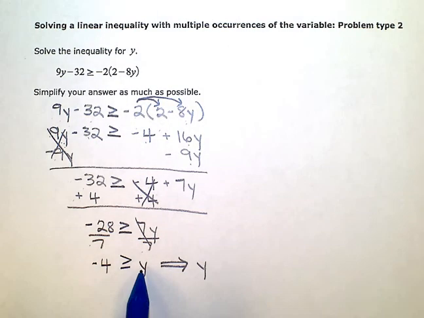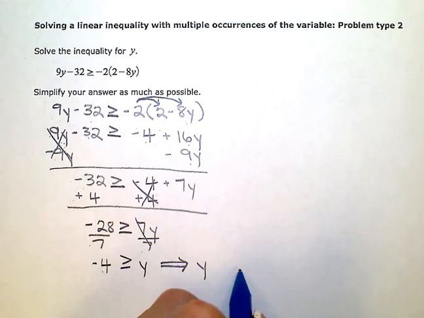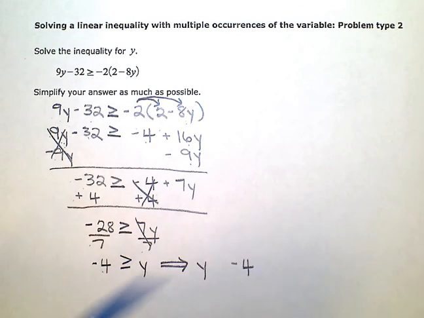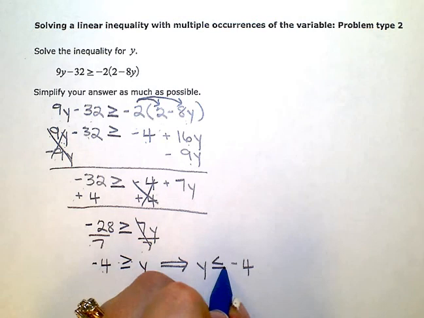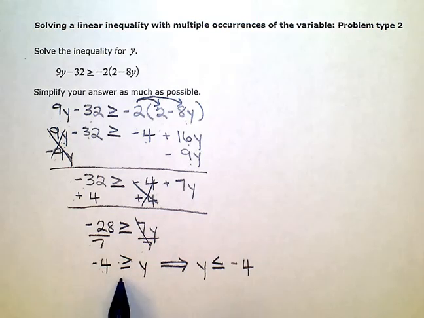If I wanted to rewrite this inequality with my variable on the left, then I can go ahead and flip-flop the right and the left side expressions. But when I do that, I need to also flip-flop my sign so that the pointed side stays with the y, or the less than side, and the open side of my inequality stays with the negative 4. So it'll go like that. Either form is fine for your solution.